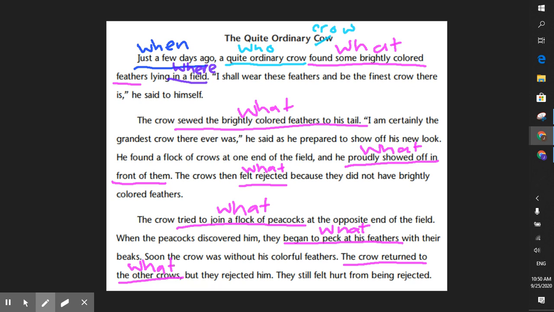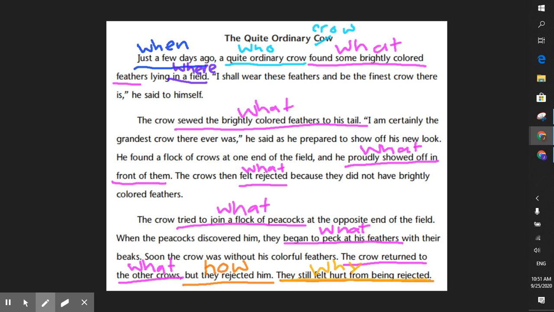How does the story end? They rejected him. So we're on our last question. They rejected him. This is the ending. Why did they reject him? This one I'm actually going to keep the same color because it's still talking about the ending, even though it's a different question. Actually, no, never mind. Why? So this is why they still felt hurt from being rejected.